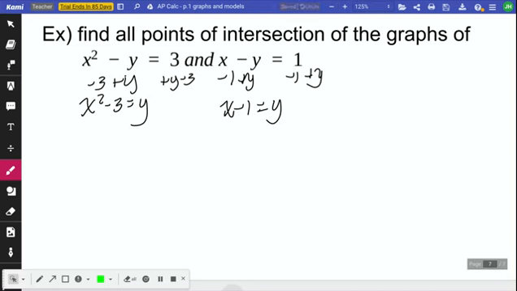So I'm actually going to plug this whole y in for this whole y. Okay, so they're equal to the same thing. So I'll do x squared minus 3 equals x minus 1. And I just have to solve this.